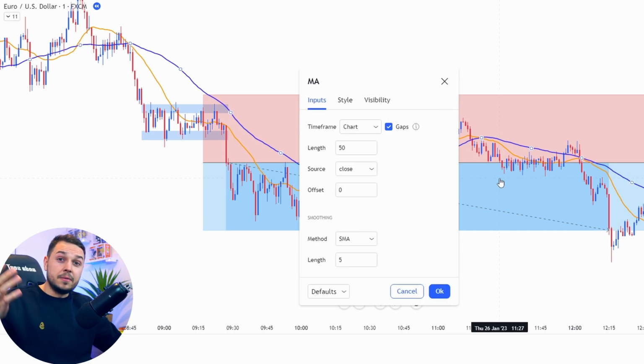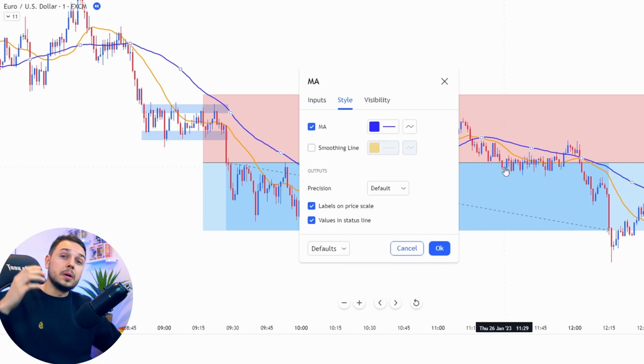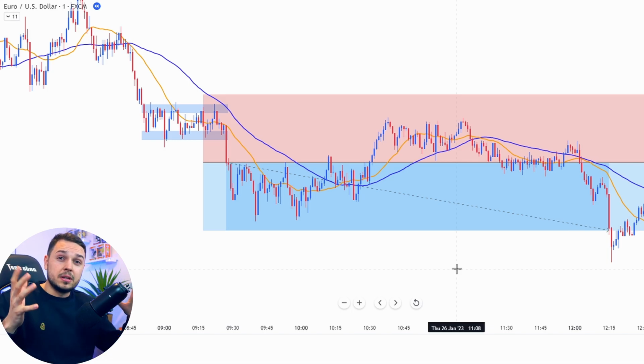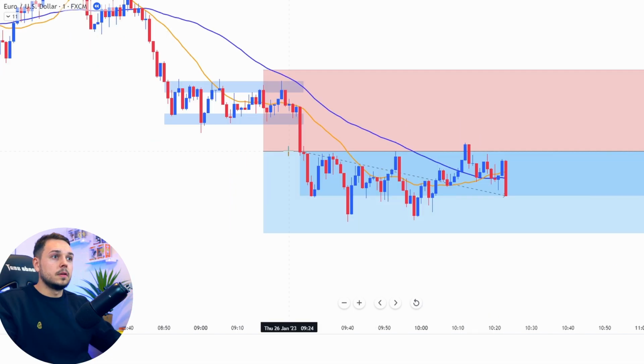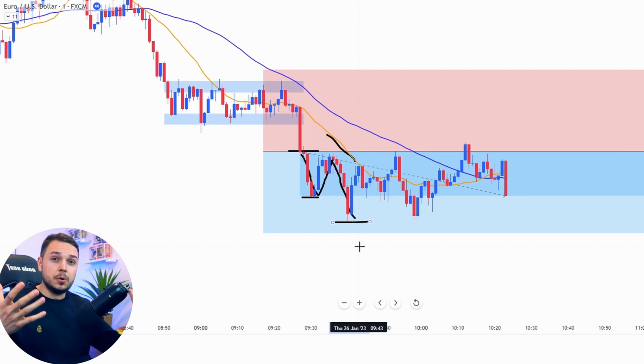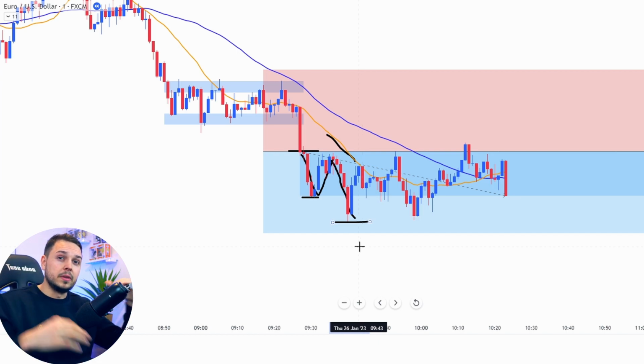My second moving average is 50 and style is blue. Now let's just discuss why the moving averages work so well and why you should use them. So we entered the market just here. It fell towards the downside, had a little pullback towards the 20 moving average. It went towards the downside again and made a new low. That's a good price action move for bearish movement towards the downside.